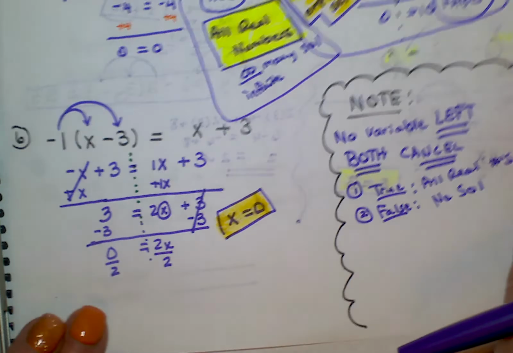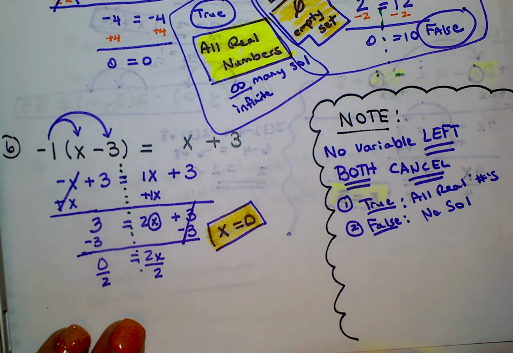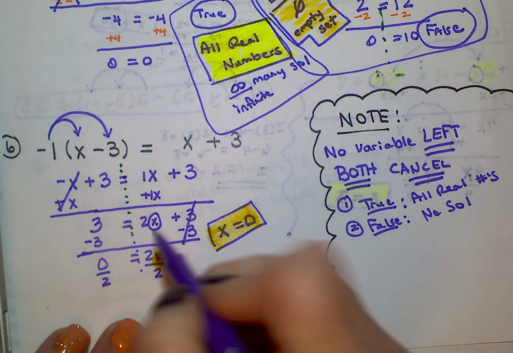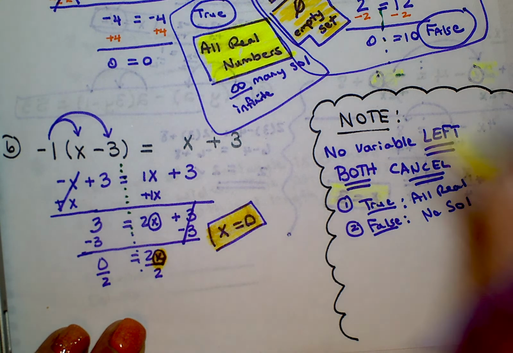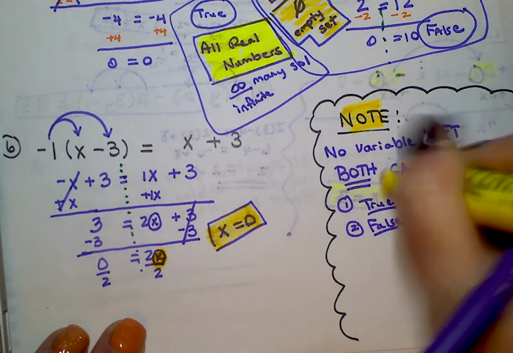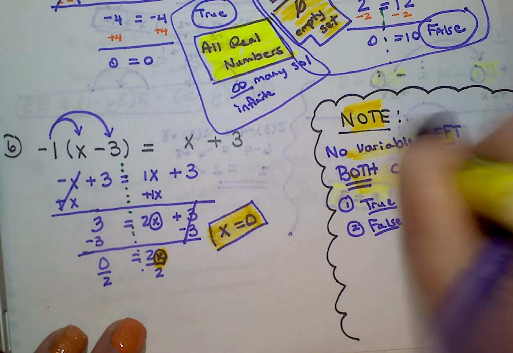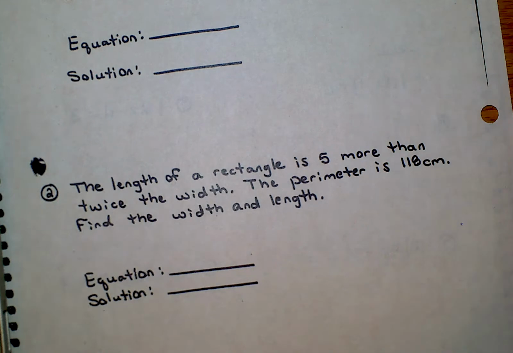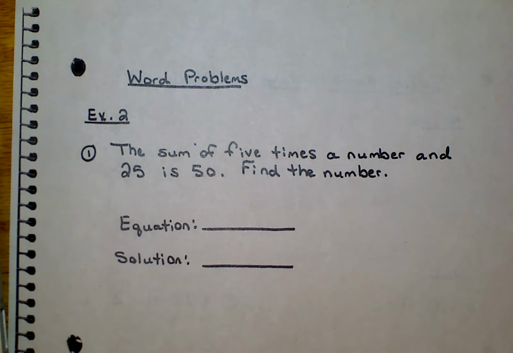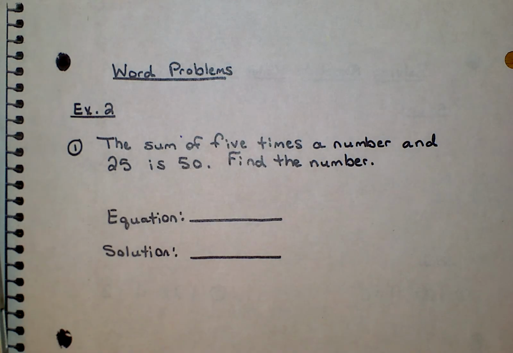Notice in this last one I did with you, the variable did not cancel out. I still have a letter. So when you still have a letter, you can get an answer, okay? The only time that is the case if you have no variable. They're both canceling, okay? So now we're going to look at the last page, which is 2 word problems.